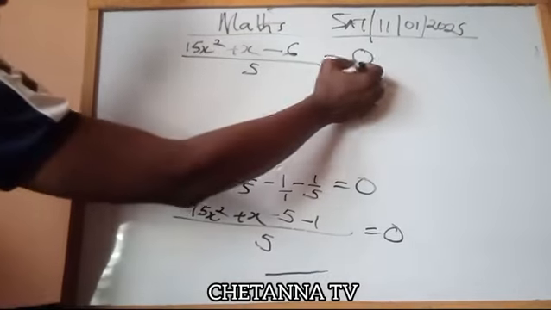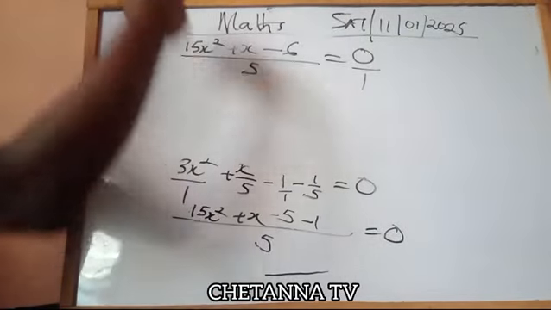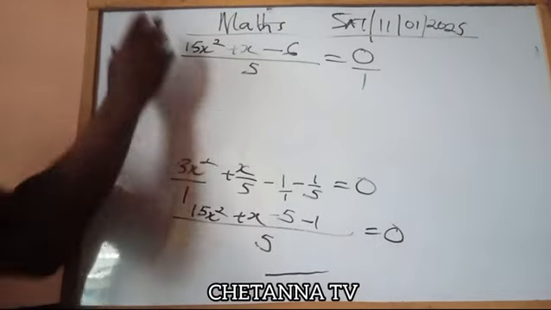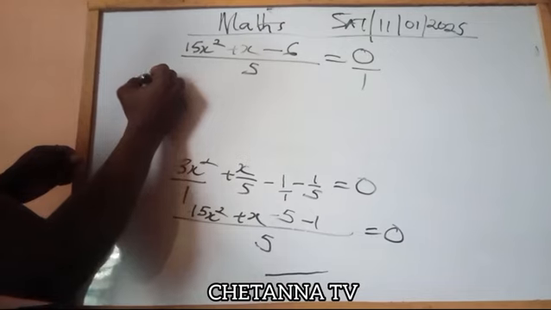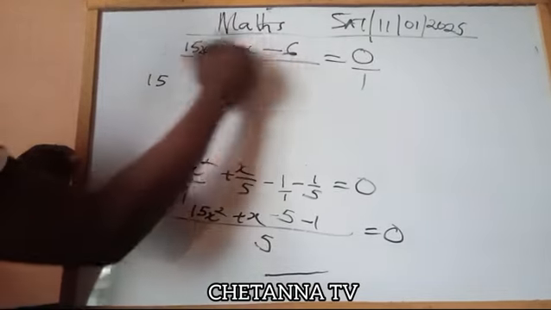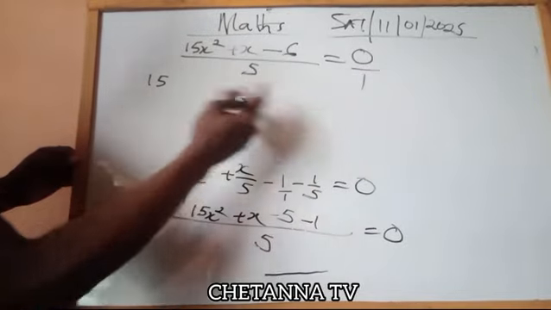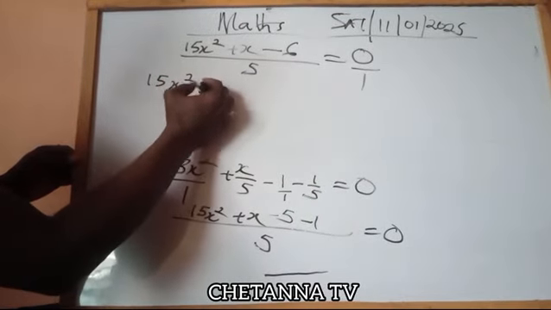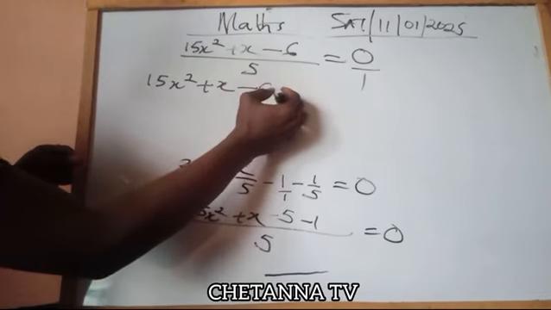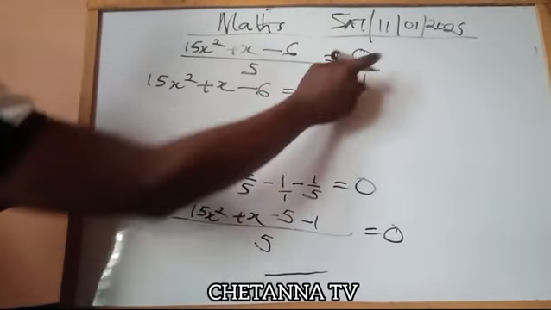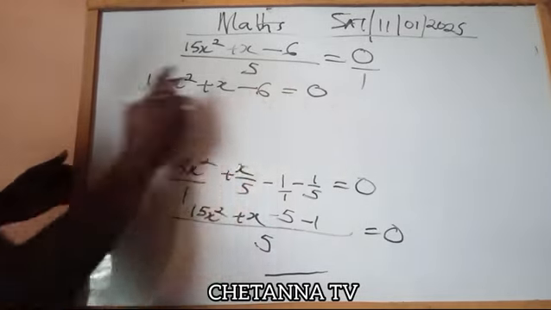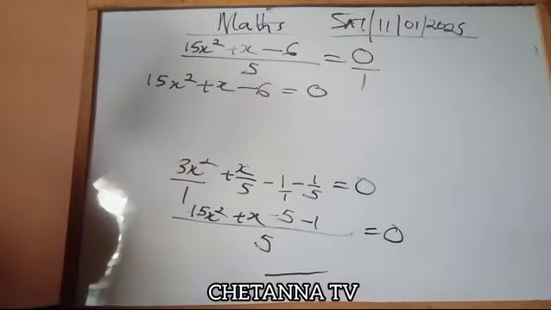Here now we can cross multiply. If we cross multiply, we have 15x squared plus x minus 6 is equal to 0, because this times 1 will give you the same thing, and this times 0 will give you 0. We have arrived at an equation.